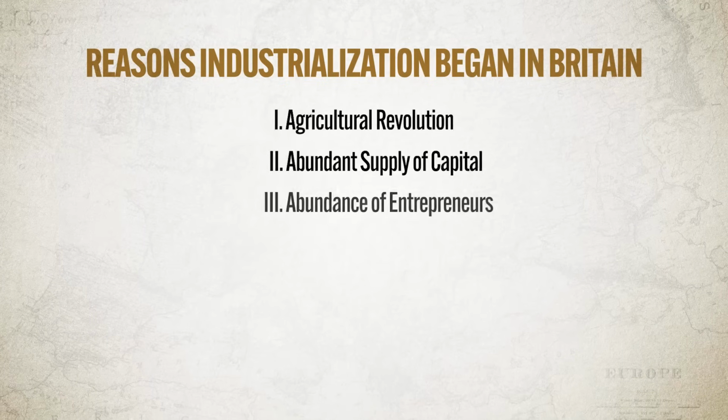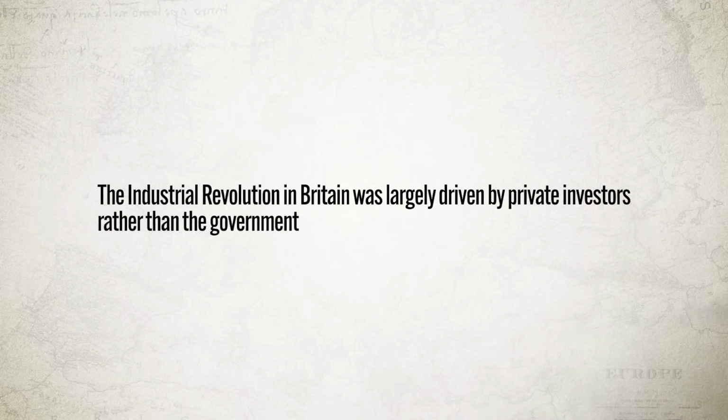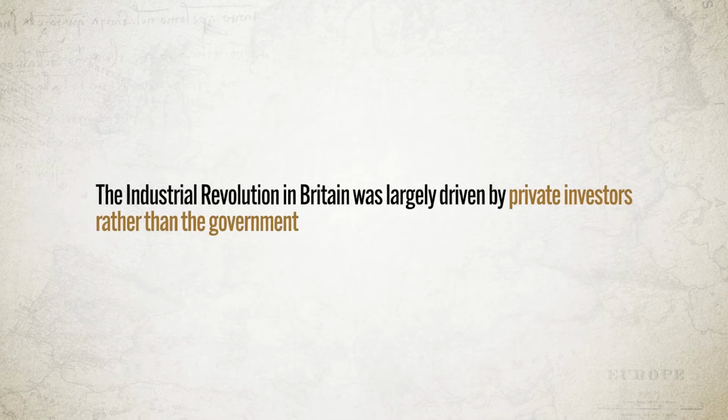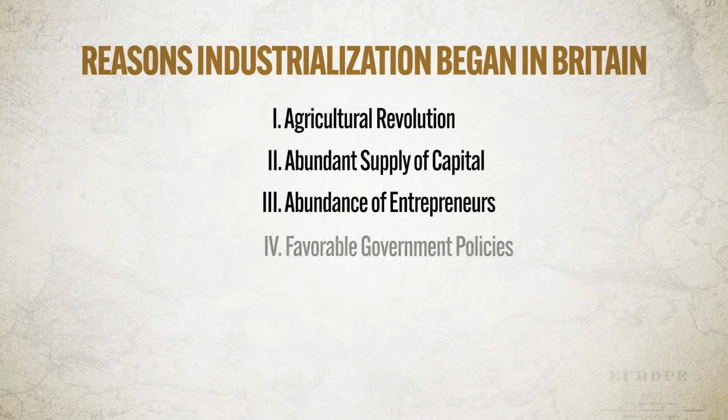Third, and related to number 2, Britain had an abundance of entrepreneurs. You see, because England had rejected absolutism in the last period, their parliament was able to create a favorable environment for economic innovation. And that meant the Industrial Revolution in Britain was largely driven by private investors rather than the government.